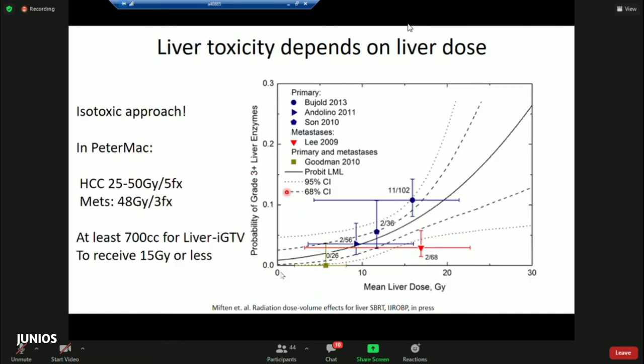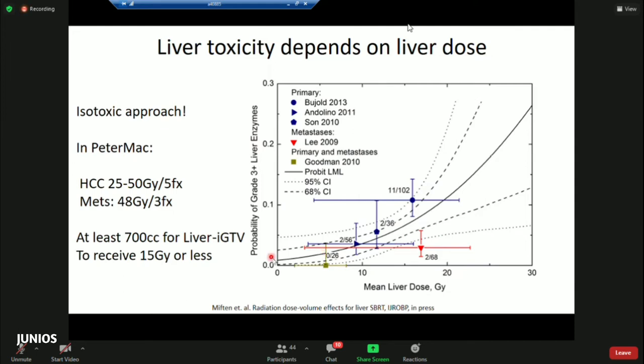So the liver toxicity is really well documented. It's a function of the mean liver dose here. So we have two conflicting factors here. We want to bump up the dose as high as we can to the GTV, including the motion part. But also right surrounding is the healthy liver, and actually mean liver dose has a strong correlation there in terms of the toxicity, right?